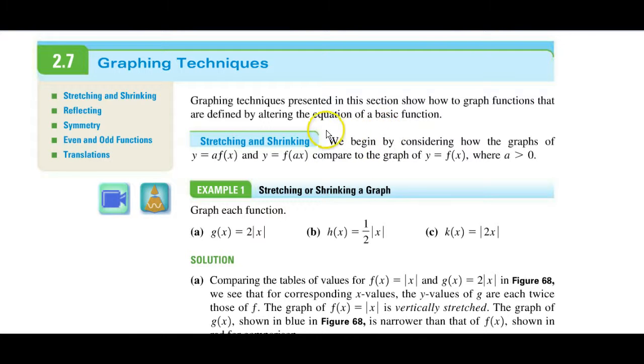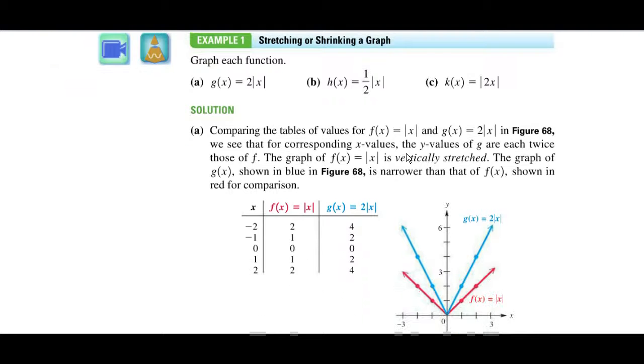So when we look at something, I scanned this and read it in some detail, but let's just jump right into what they're saying here. For example 1. Now, when you see something like this, and they're saying the absolute value of x, but you're going to multiply it by 2. What does that do to the graph?